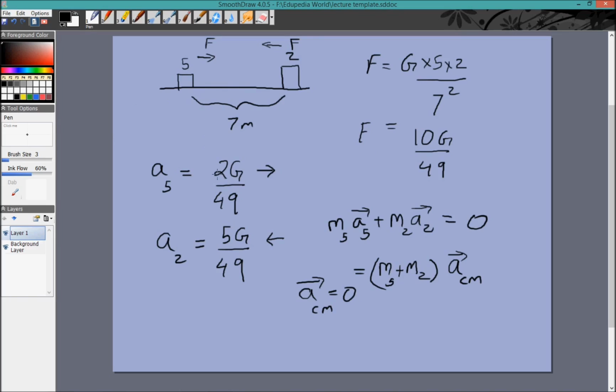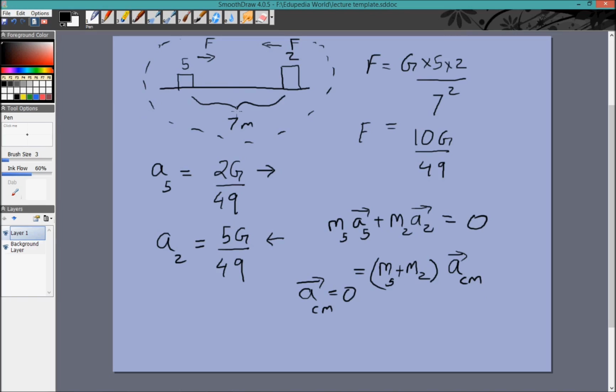In this case, we took these two to be individual systems, but if we take this whole thing to be a combined system, in that case this F becomes an internal force. Internal forces cannot move the center of mass. Right, so this is the result we saw previously.